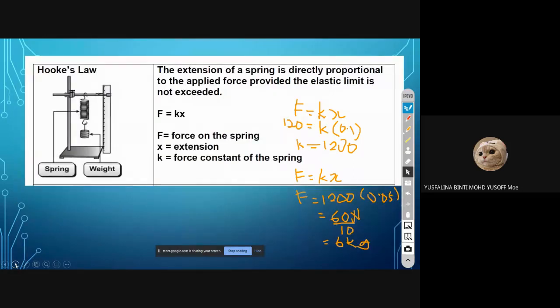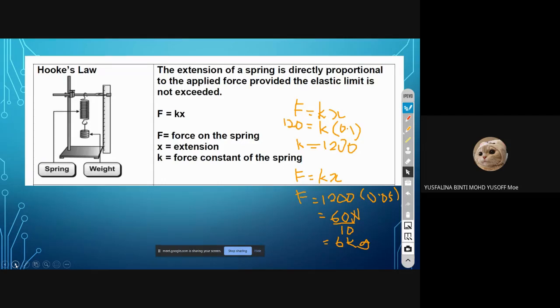Okay, so video revision. Actually, the question before used Hooke's law, right? So what does Hooke's law say? The extension of a spring is directly proportional to the applied force, provided the elastic limit is not exceeded. So F equals Kx. F is the force given to the spring, x is the extension. You have to remember the extension should be in meters, so change to meters. If not, you cannot use Newton as the unit. And K is the force constant of the spring.